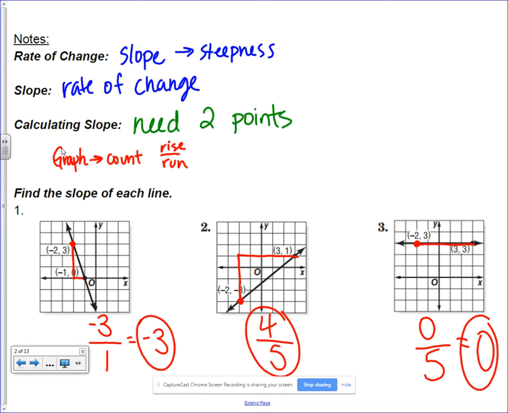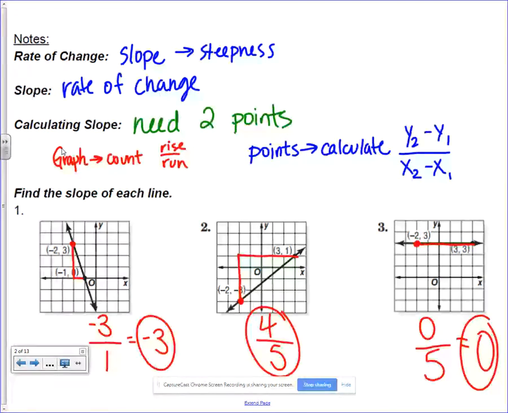They're just points on there, aren't they? So if you do not have a graph and you just have points, you are going to calculate. You don't just get to count anymore. We have a formula. It is y2 minus y1 over x2 minus x1. Now, folks, I need to make some connections in this formula for you. So after you get it written, let's give me your eyeballs here. I mean, not physically give me your eyeballs, but look at me.